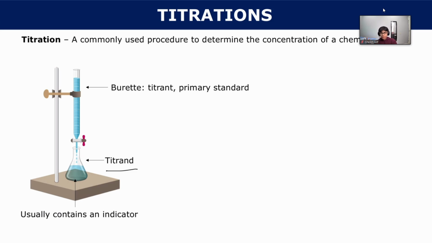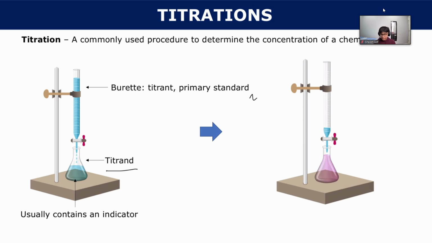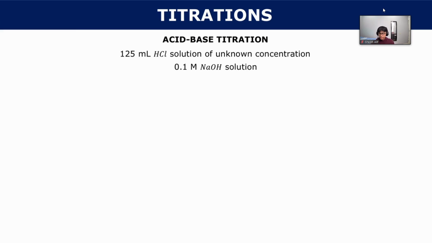Another synonym for titrant is a primary standard. When the reaction ends, the indicator is going to trigger. A lot of the time it's a pink indicator, and that pink indicator triggers when you have completely finished your reaction. You might notice that this burette has changed in volume. That change in volume is really what we look at when we're using a burette to do a titration. So let's look at this problem.